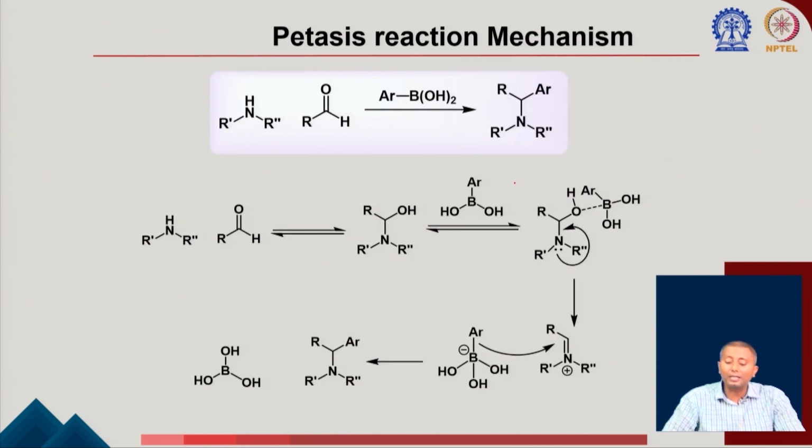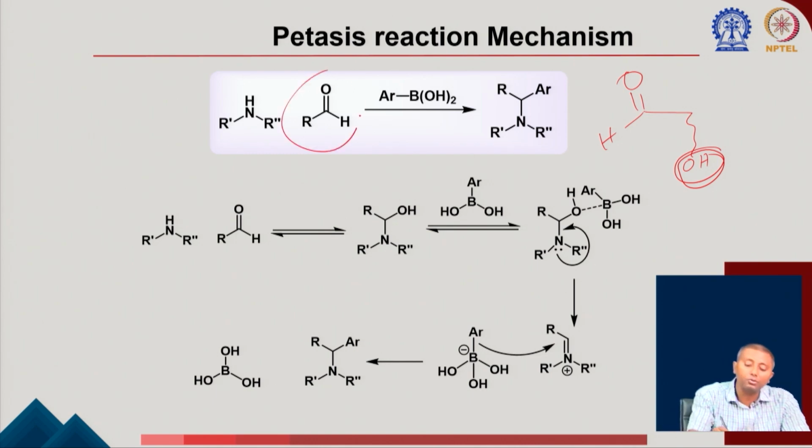Mechanistically there are different types of aldehyde. Sometimes the aldehyde could have some other group attached, which can act as a coordinating group. It could be an OH, an NH, or something else, which can act as a coordinating group to the boron. Sometimes it can work with a simple aldehyde also.